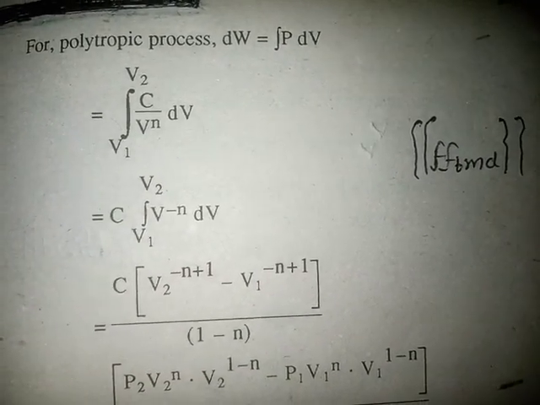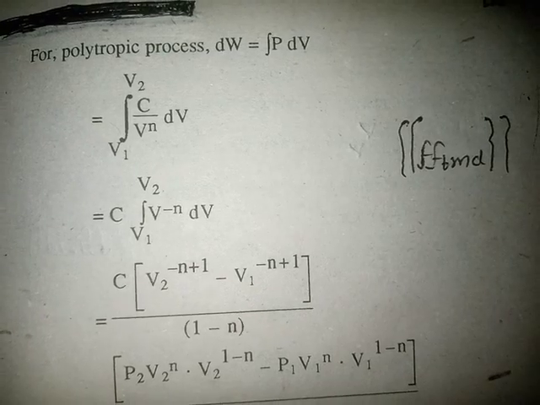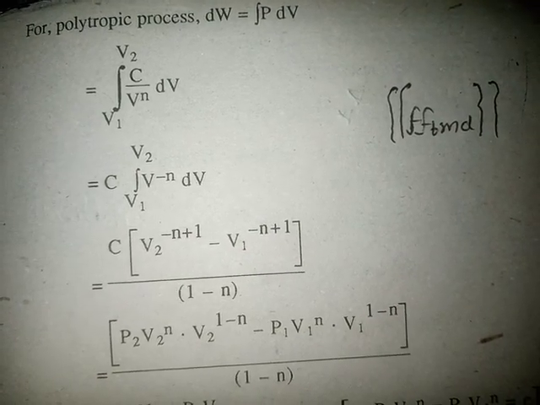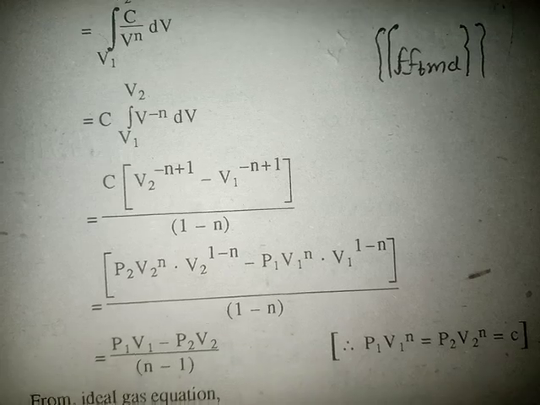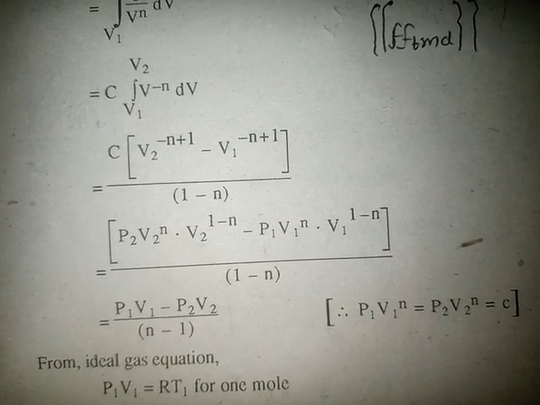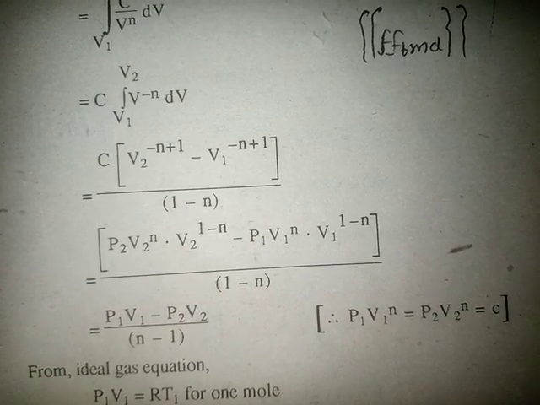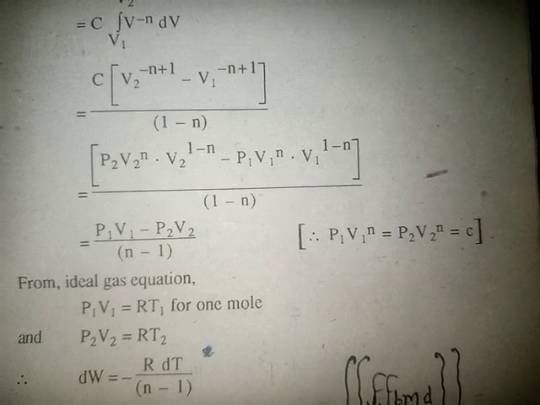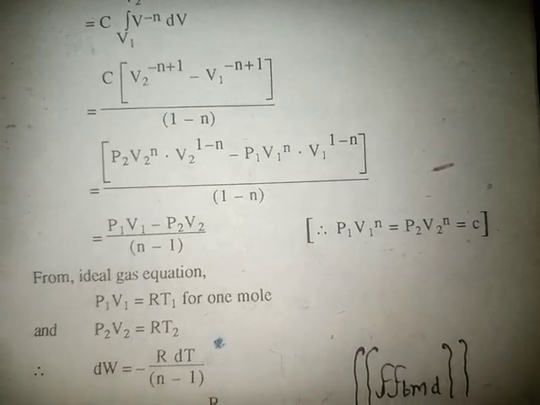dW equals the integration of P dV, which equals the integration of C by V to the power n dV from V1 to V2, which equals C times the integral of V to the power minus n dV, which equals C into the bracket V2 to the power minus n plus 1 minus V1 to the power minus n plus 1, divided by 1 minus n, or equals P2 V2 to the power n into V2 to the power 1 minus n minus P1 V1 to the power n into V1 to the power 1 minus n, divided by 1 minus n, which equals P1 V1 minus P2 V2 by n minus 1, since P1 V1 to the power n equals P2 V2 to the power n equals constant.